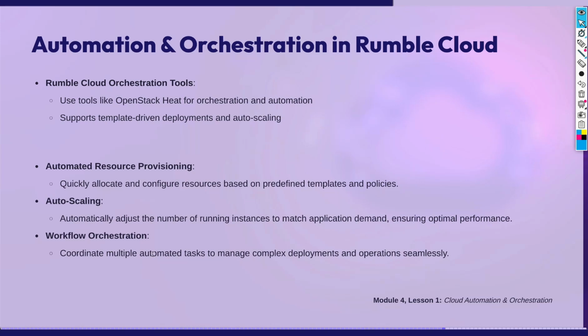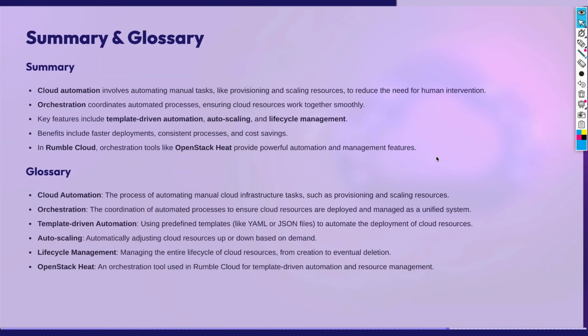Then you have workflow orchestration, so you can coordinate multiple automated tasks to manage any complex deployments and operations seamlessly. So by leveraging Rumble Cloud's automation and orchestration tools, your business can optimize their cloud operations, improve reliability, and accelerate their time to market by really getting rid of these manual tasks that really no one wants to do, because it can get messy if these things are not standardized and templated. So I'll just leave you with the summary and glossary here.